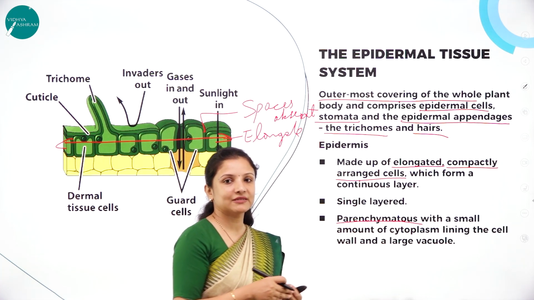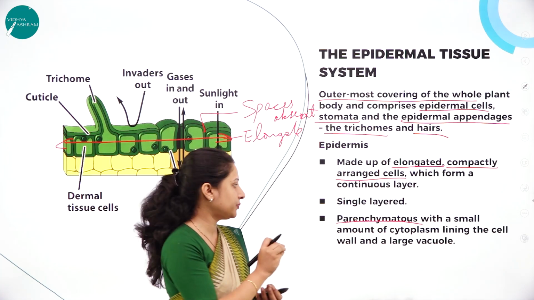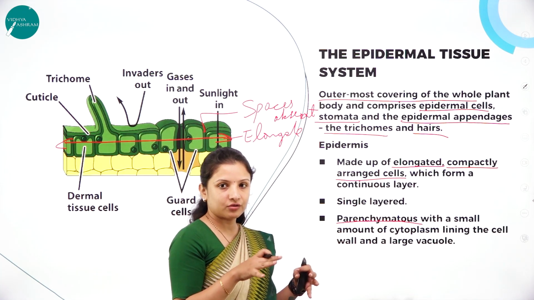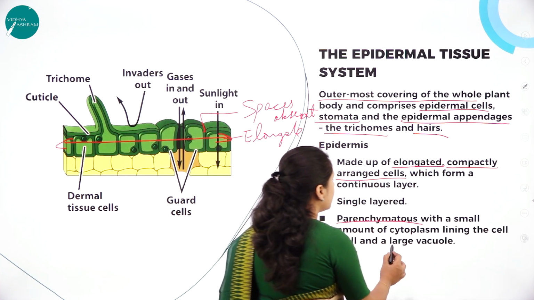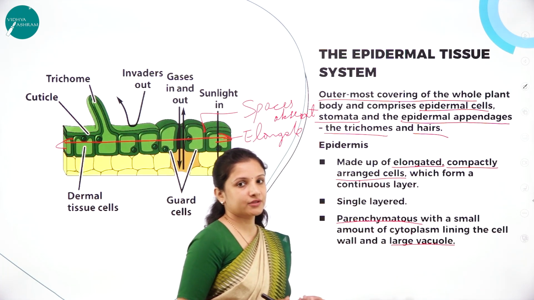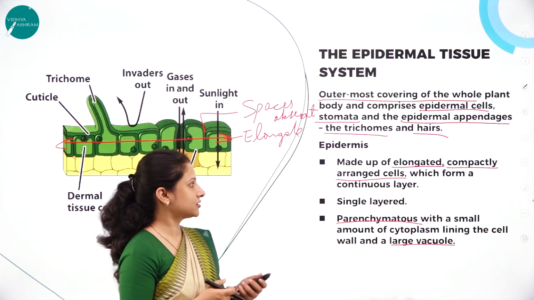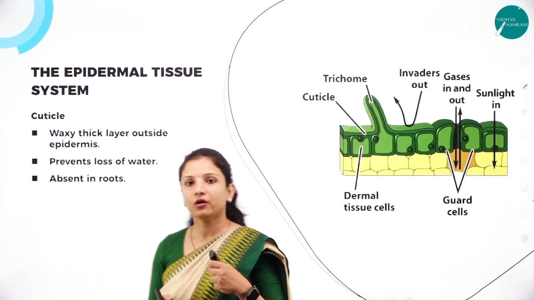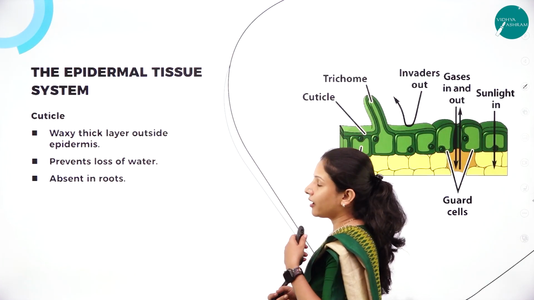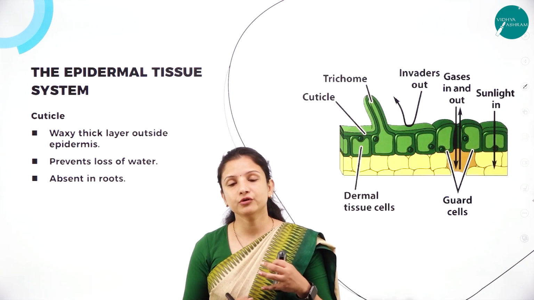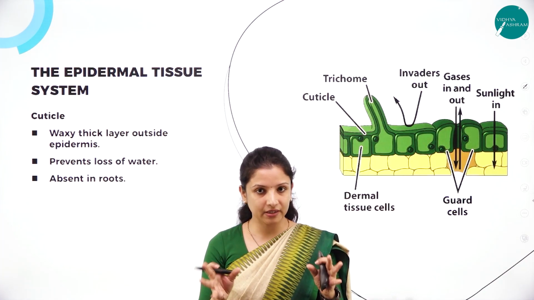In these parenchyma cells, they have a small amount of cytoplasm, and also they have a large vacuole that is present. So this is what the epidermal tissue system is made up of. Epidermis, I told you, forms a protective layer.